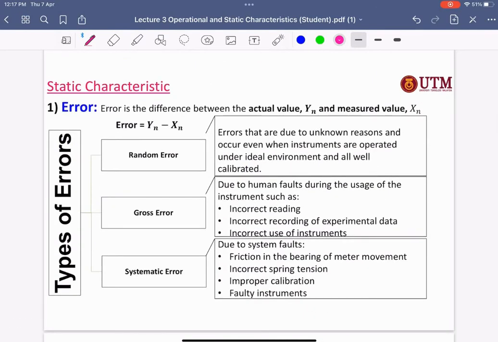Okay, now we look into the static characteristic, which involves accuracy and also error. This is where you will do your experiment. You will find the error between theoretical and experimental values.